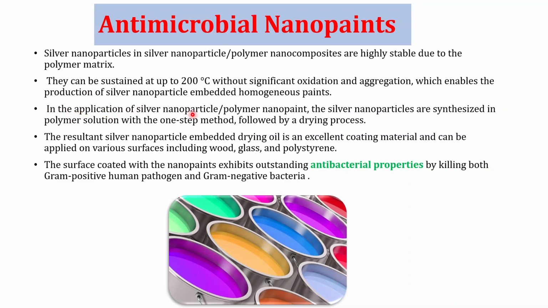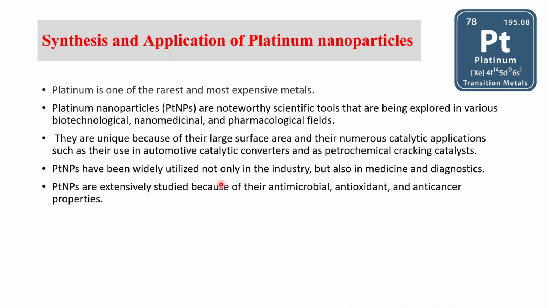In the application of silver nanoparticle polymer nanopaints, the silver nanoparticles are synthesized in polymer solution with a one-step method followed by a drying process, and the resultant silver nanoparticle embedded drying oil is an excellent coating material and can be applied on various surfaces including wood, glass, and polystyrene. The surface coated with the nanopaints exhibited outstanding antibacterial properties by killing both gram-positive human pathogens and gram-negative bacteria. And that is all for silver nanoparticles, and we will move to platinum nanoparticles.